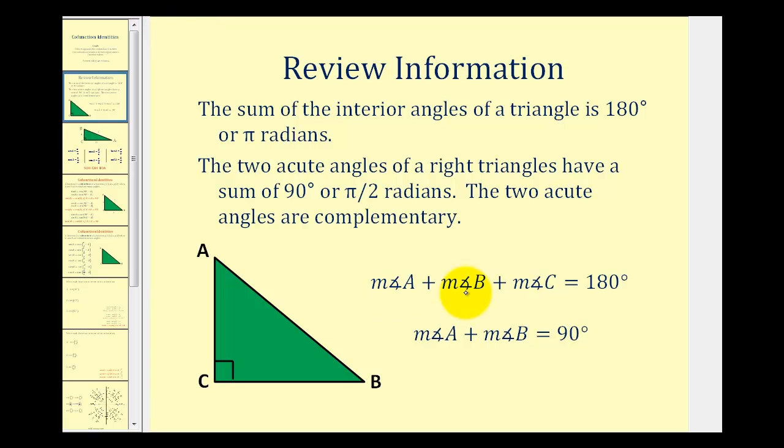So again, if we know this sum is equal to 180 degrees, but the measure of angle C is equal to 90 degrees, that means the measure of angle A plus the measure of angle B must equal 90 degrees or pi over 2 radians, and therefore angle A and angle B are complementary.